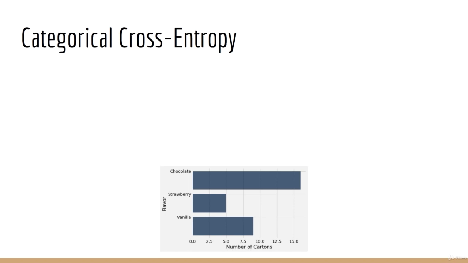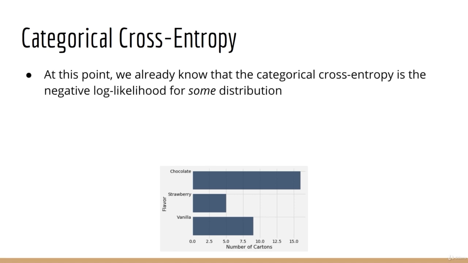In this lecture, we are going to derive the categorical cross-entropy loss function, which is what we use when we are doing multi-class classification. At this point, you probably already know that the categorical cross-entropy is the negative log likelihood for some distribution. So let's jump right in and try to figure out what this distribution is.